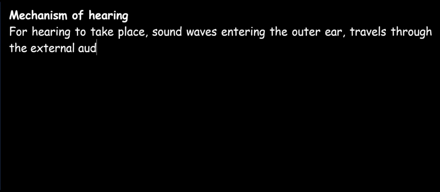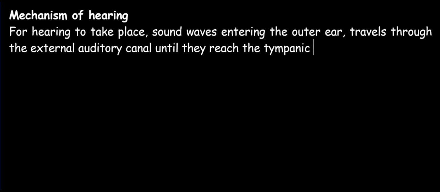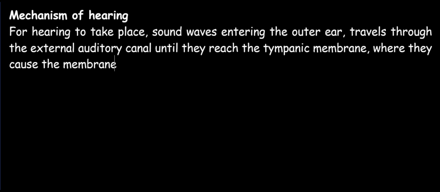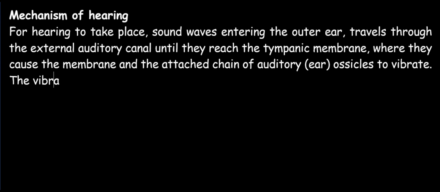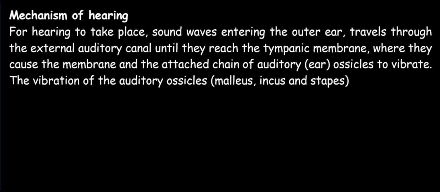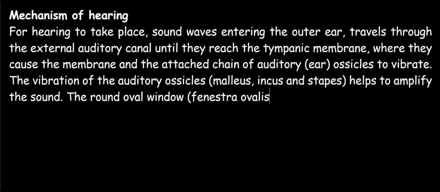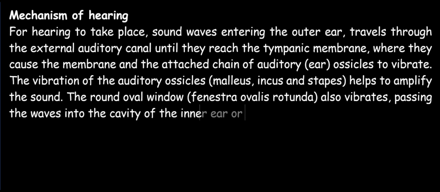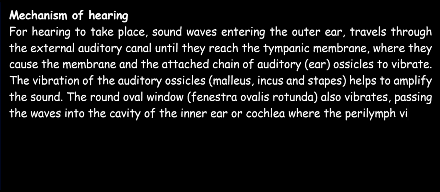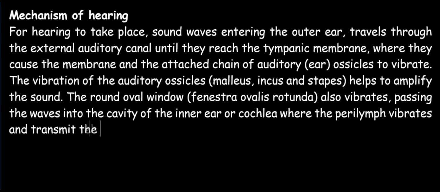For hearing to take place, sound waves enter the outer ear and travel through the external auditory canal until they reach the tympanic membrane, where they cause the membrane and attached chain of auditory ossicles to vibrate. The vibration of the auditory ossicles, that is the malleus, the incus, and the stapes, helps to amplify the sound. The oval window, which is also known as the fenestra ovalis, also vibrates, passing the waves into the cavity of the inner ear or cochlea, where the perilymph vibrates and transmits the waves into the cochlea, causing the endolymph of the cochlea to vibrate.